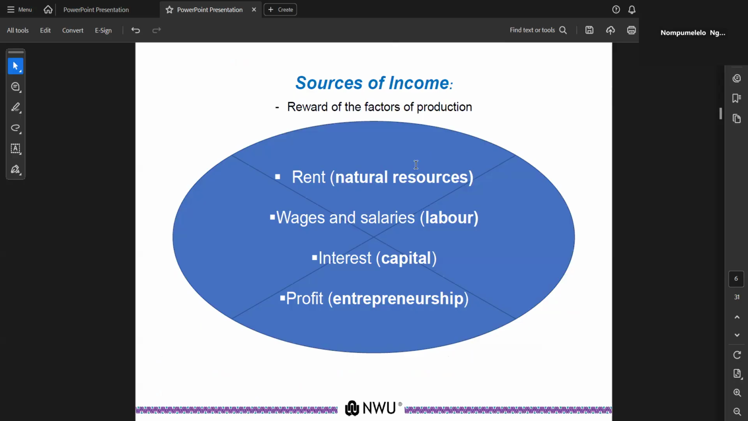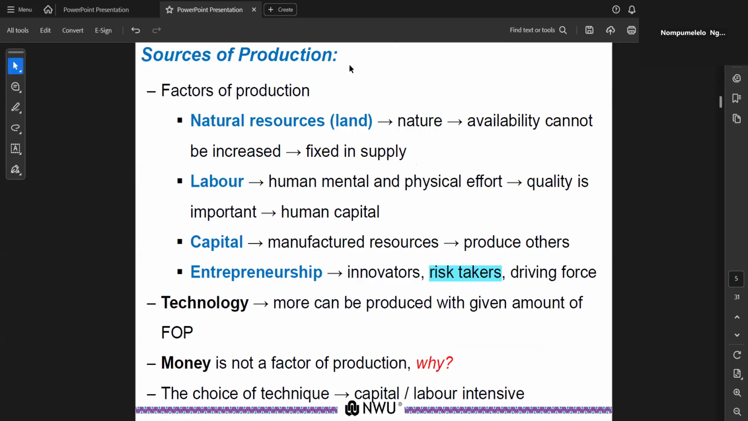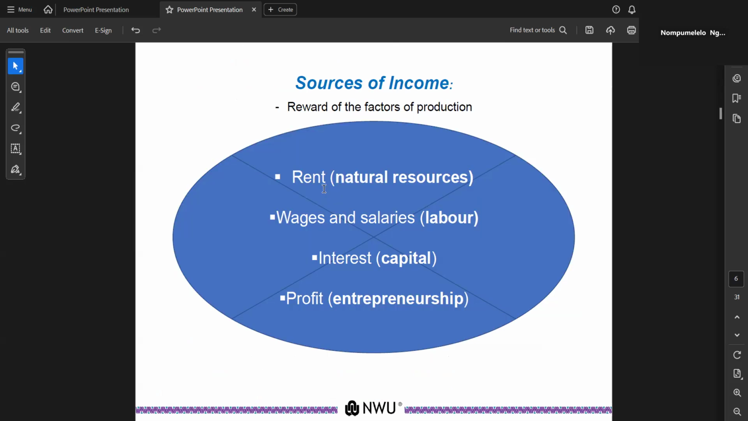Then we have the sources of income. So we have the sources of production. It's very important to know this, because the sources of production are land, labor, capital, and entrepreneurship. And then we also have sources of income. The sources of income are rewards of the factors of production. So it is the remuneration of the factors of production. So for land, or they say here natural resources, the remuneration is rent. So for having your land, you get a reward, which is rent.